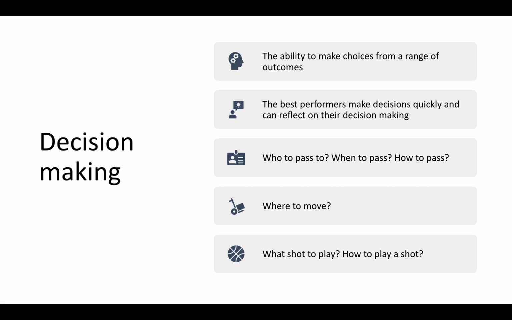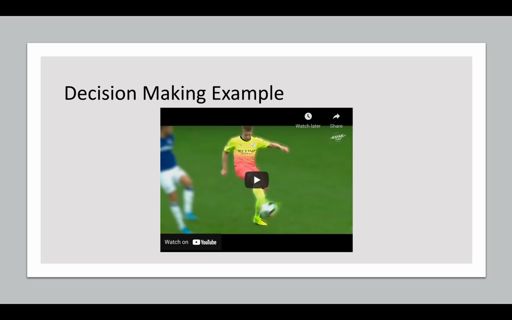Some examples of good decisions may be who to pass to, the timing of when to pass, how you choose to pass. Do you play it along the ground? Do you play it over the top? Where you decide to move, what direction you are to hit a shot in, and then how you play the shot. Do you apply spin, for example? We're going to look at some examples of decision making here from football.